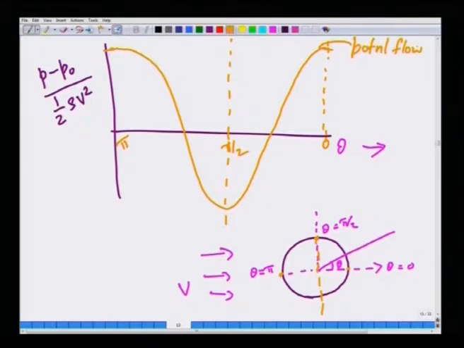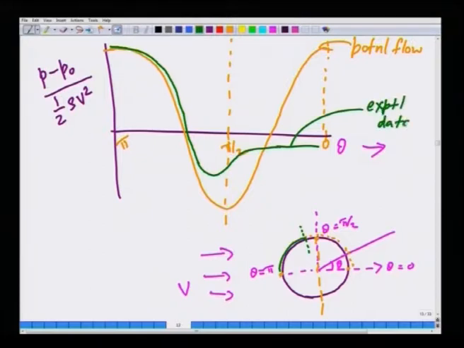What happens in reality if somebody measures the pressure as a function of the theta direction like this? I am going to show that in this green curve. It turns out that the green curve follows the prediction somewhat up to a point here. So, up to here the green curve and the orange curve agree with each other, but after that, the green curve is the experimental data.